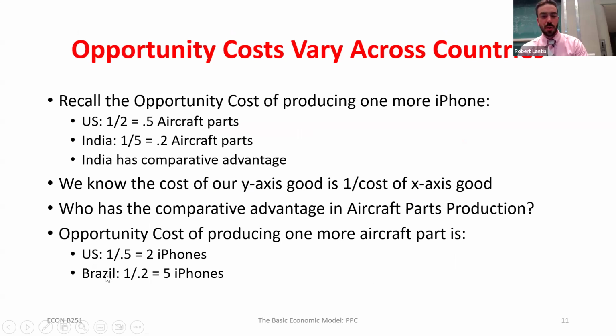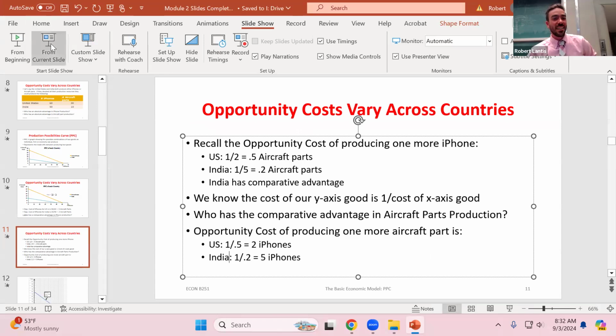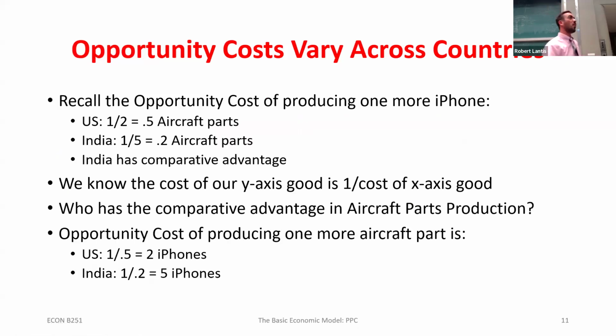I probably changed my countries here. This doesn't make sense. So India, not Brazil. India's cost would be 1 over 0.2, which would give me a cost of 5 iPhones. Once again, now I can easily see who has the comparative advantage in aircraft part production? Who can do that at the lower cost? That's going to be the US.